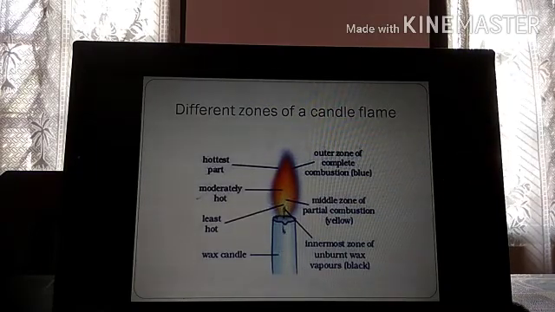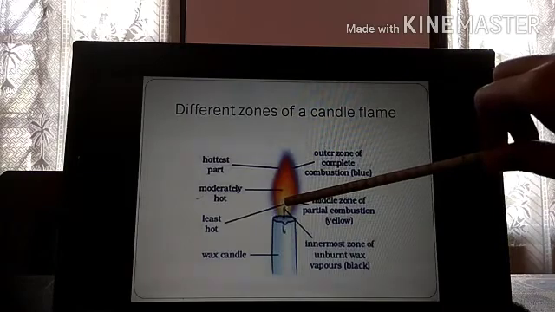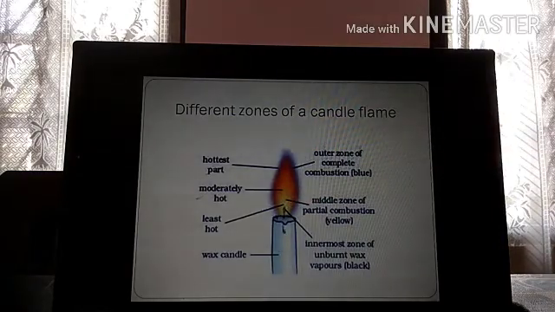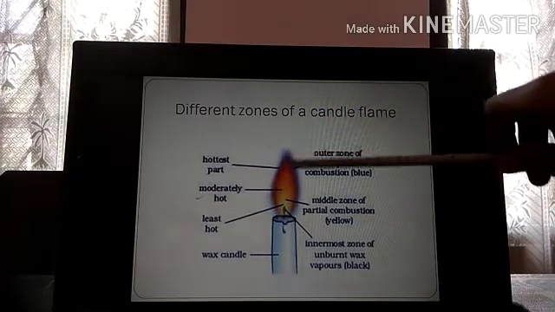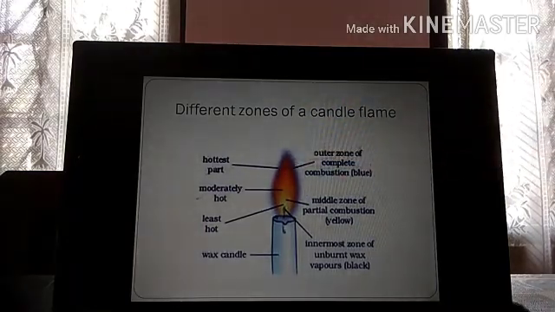Is it clear? So if you put the agarbatti here in the innermost zone of the flame, will it burn? No, it will definitely not burn. So you have to put the agarbatti in the outermost zone of the flame. Then only it is going to burn. Is it clear? So these are the different zones of the candle flame.